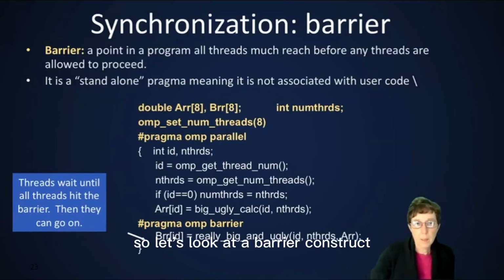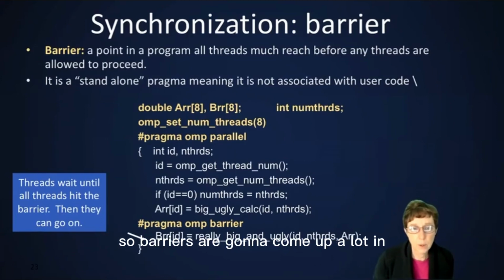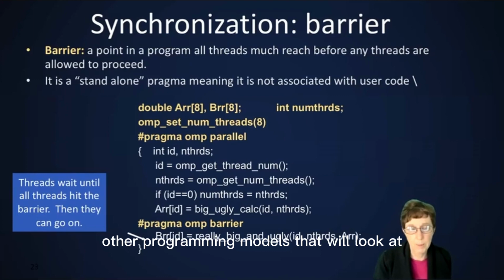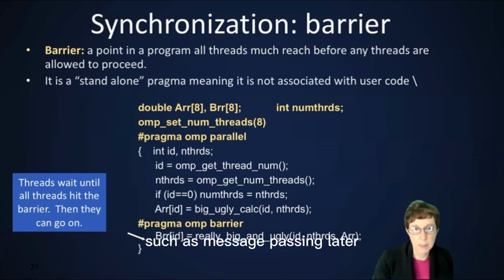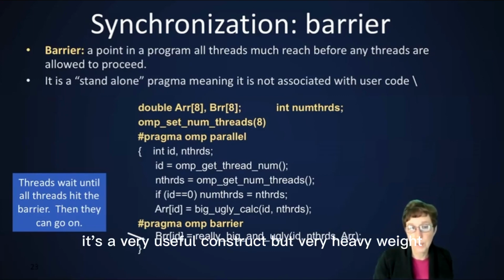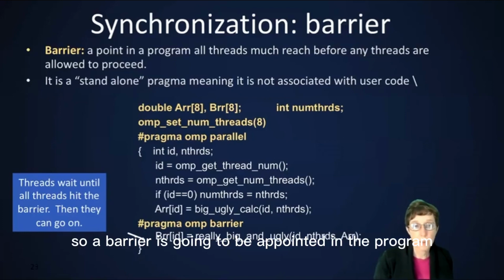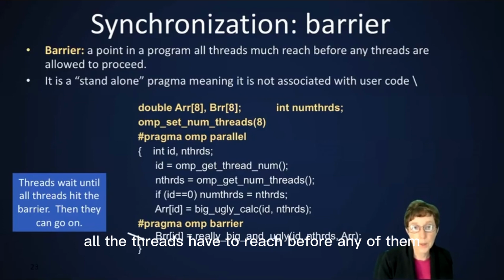So let's look at a barrier construct. Barriers are going to come up a lot in other programming models that we'll look at, such as message passing later. It's a very useful construct, but very heavyweight. A barrier is a point in the program that all the threads have to reach before any of them can proceed.